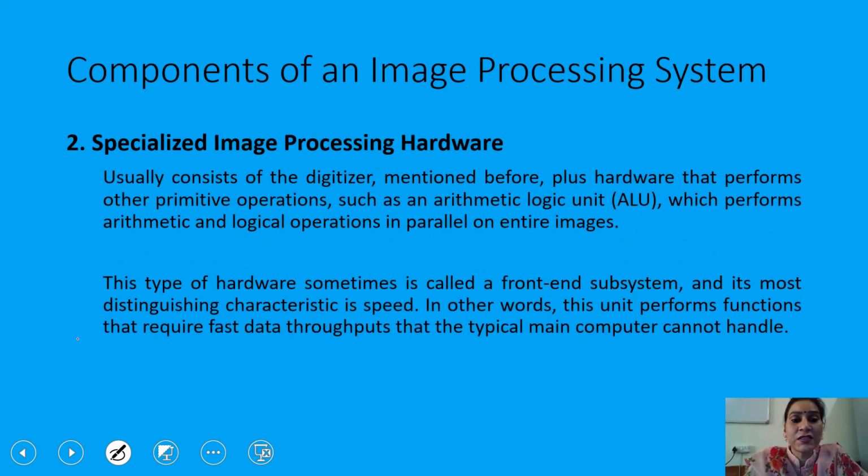The second component is the specialized image processing hardware. We are having hardware which is specialized in image processing, usually consisting of the digitizer mentioned before, plus hardware that performs other primitive operations such as the arithmetic logic unit, which performs arithmetic and logic operations in parallel on entire images. The digitizer is also part of the hardware, and the ALU, arithmetic logic unit, is part of the hardware. This type of hardware is sometimes called a front-end subsystem, and its most distinguishing characteristic is speed.